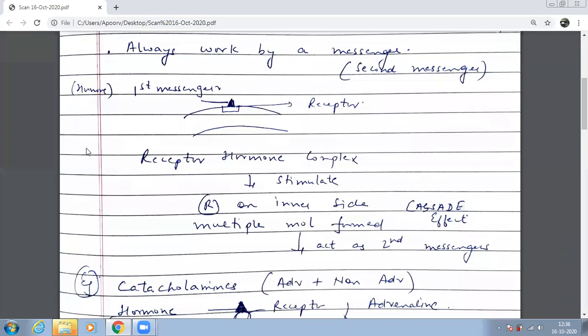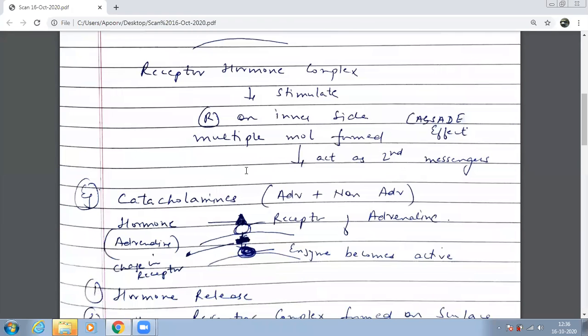How? The first messenger was the hormone itself. The hormone bound to the receptor, and we got a receptor hormone complex. This complex will stimulate some reactions on the inner side and some molecules will be formed. These will act as the second messengers.